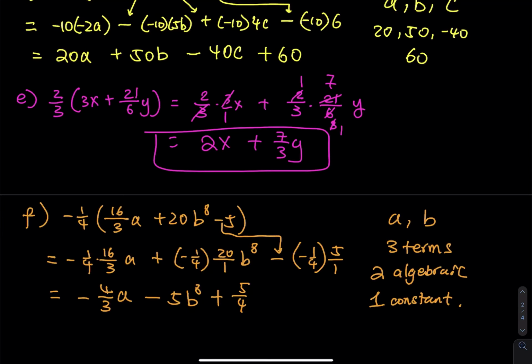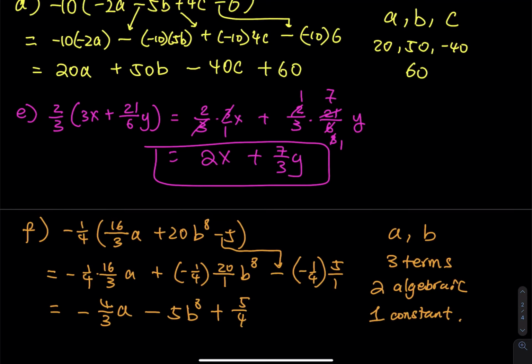All right, so in E, how many variables do we have? We have 2, x and y. We have 2 terms, and they are both algebraic terms, right? There is no constant. All right, moving on to G.